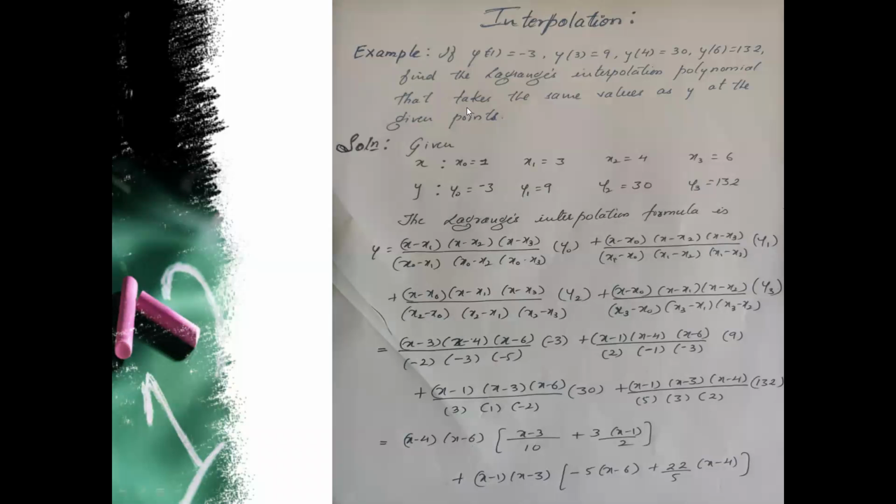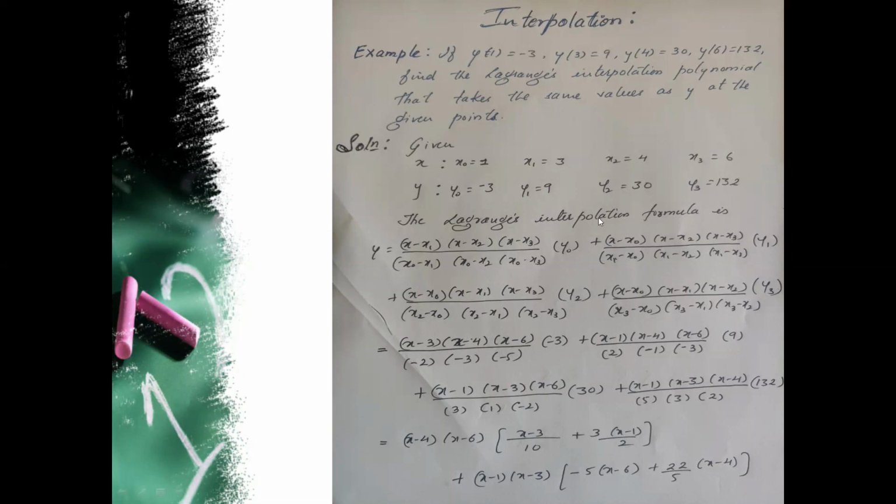So the example here is, values are given. Y of 1 is -3, y of 3 is 9, y of 4 is 30, y of 6 is 132. Now we need to apply the Lagrange's interpolation formula and find the polynomial which will satisfy these sets of values. So let us write down the values once again by giving the values to these x, that is x naught is 1, x1 is 3, x2 is 4, and x3 is 6. Similarly, y naught is -3, y1 is 9, y2 is 30, and y3 is 132.